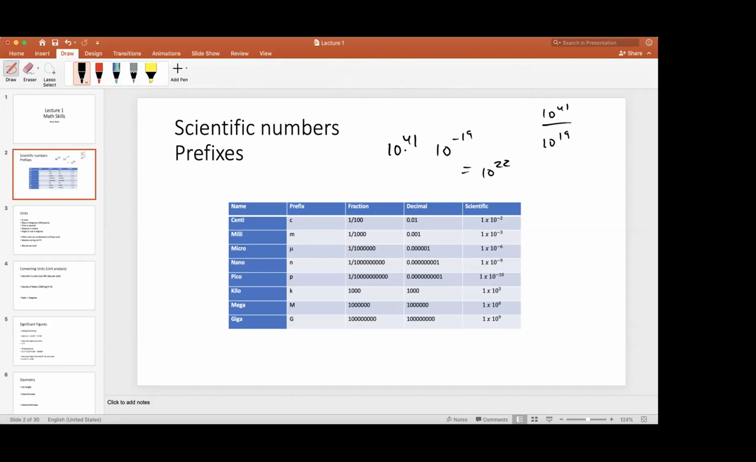So I could have 2 times 10 to the 41 times 3 times 10 to the minus 19. I would get 6 times 10 to the 22nd. That's why we use these in really big numbers.